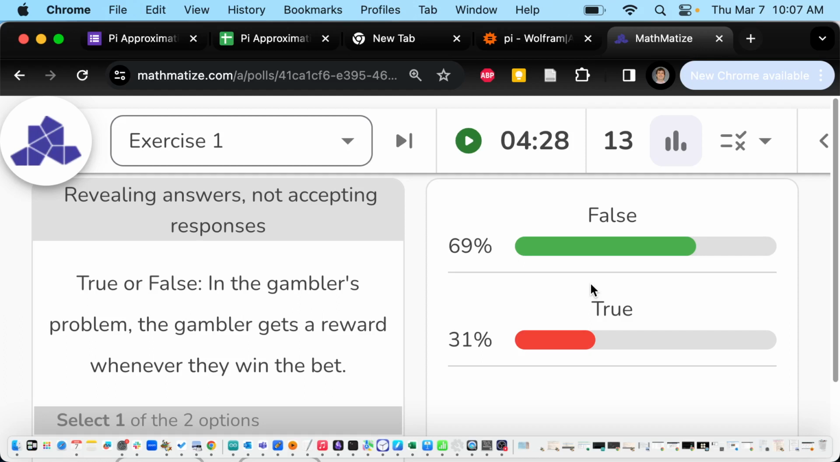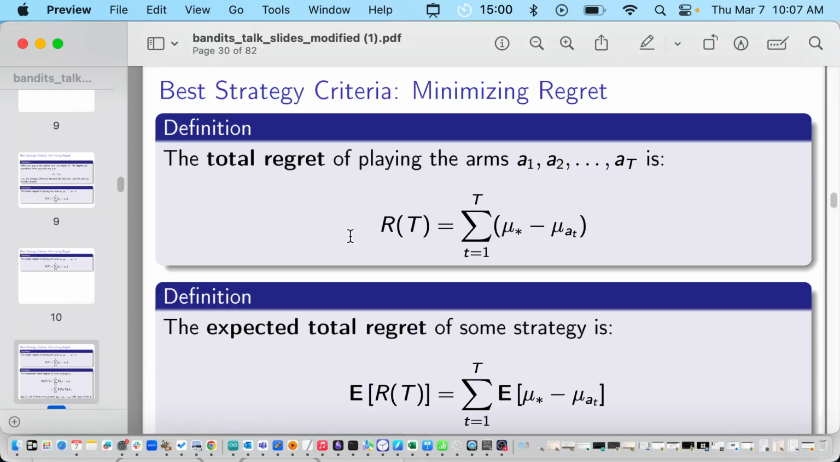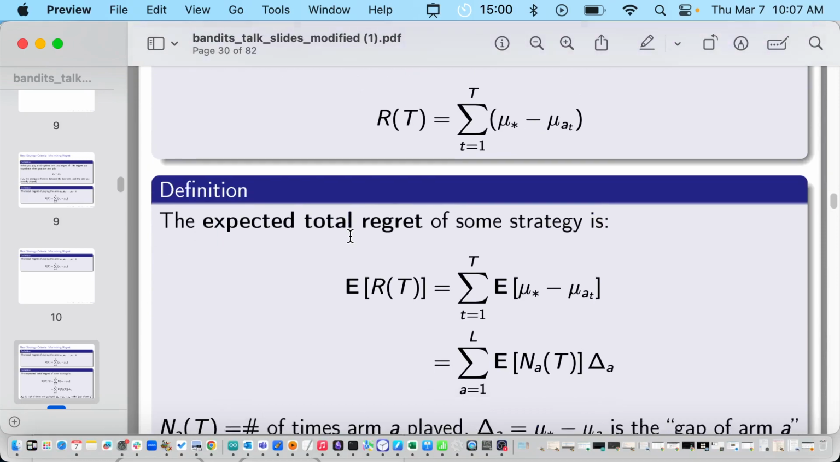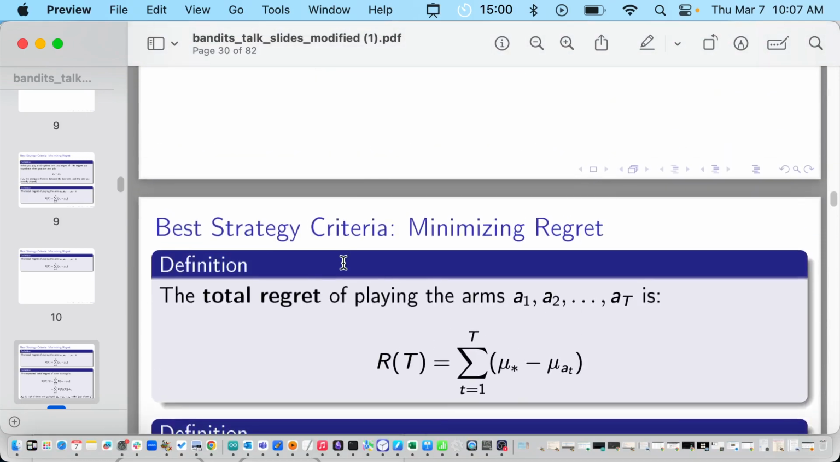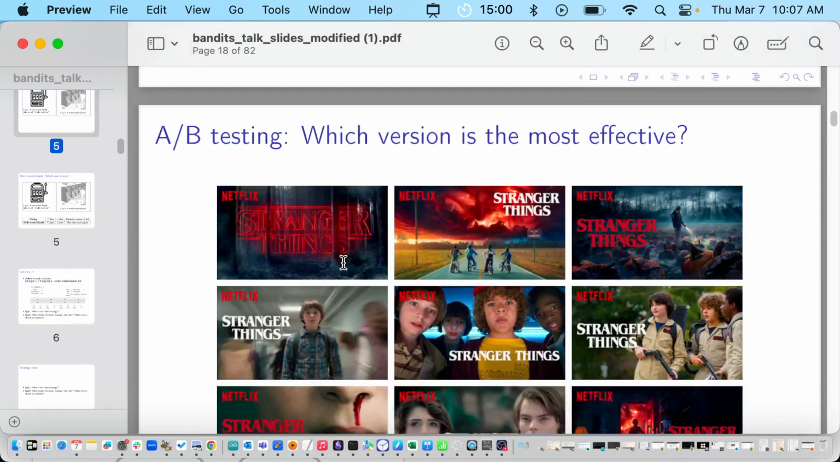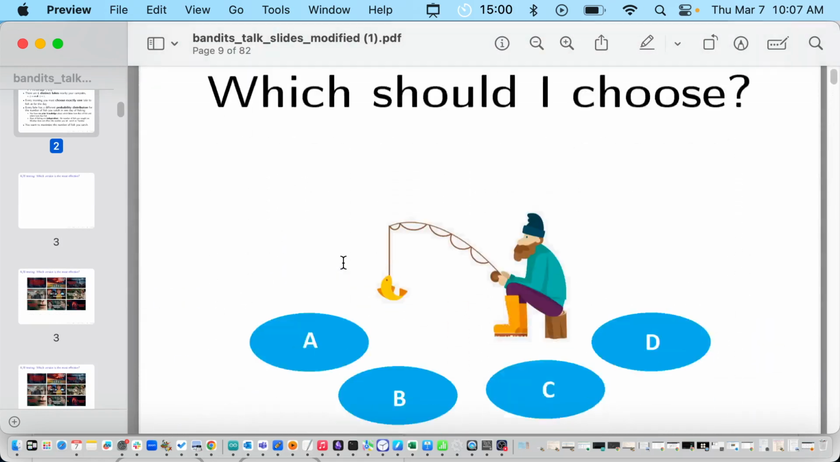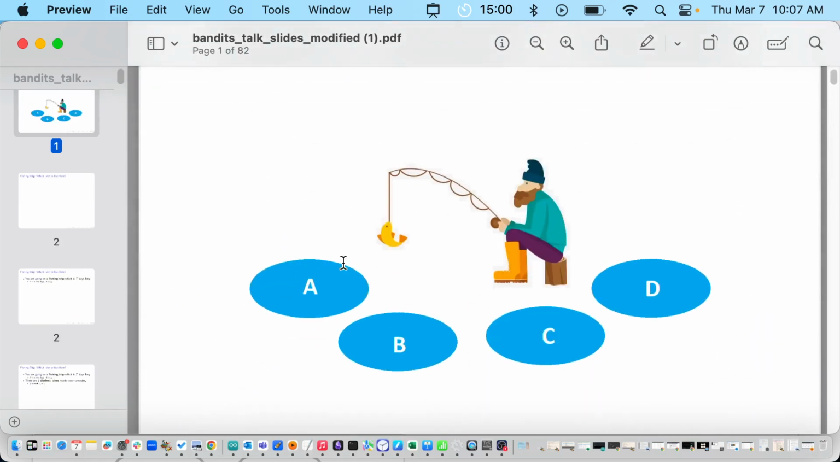Okay, so we're going to go back to what we were doing last time, which was bandit problems. I will give you a little refresher of where we were, which was this thing. Remember, we were at the lakes. We were deciding which lake should we go fishing at. We were the fishing man. Let me go all the way back to the fishing man. We were the fishing man choosing A, B, C, or D.